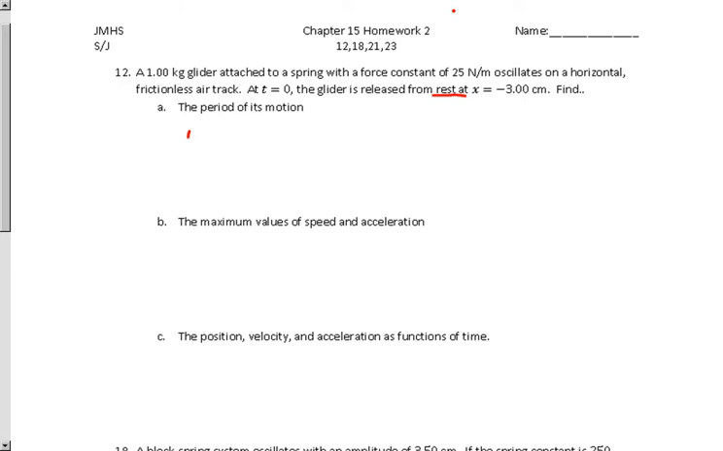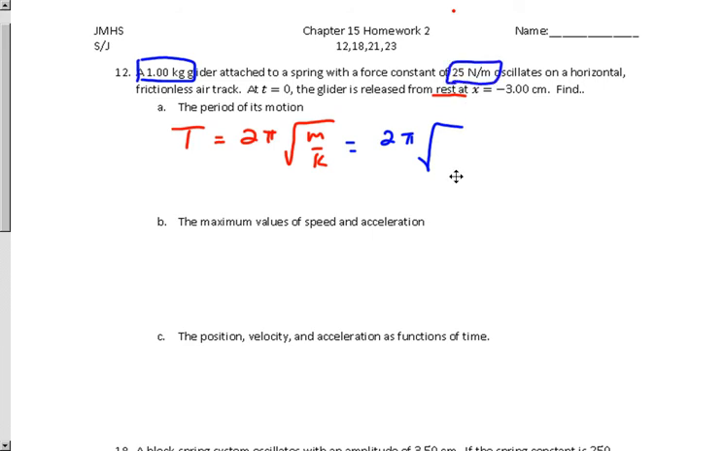We have an equation for this. That period is equal to 2 pi times the square root of m over k. So if we just plug those things in, we know those various things: 2 pi times the square root, our mass is 1 kilogram, and our k is 25. So we get 2 pi times the square root of 1 over 25. And when you work that out, you get 1.26 seconds.